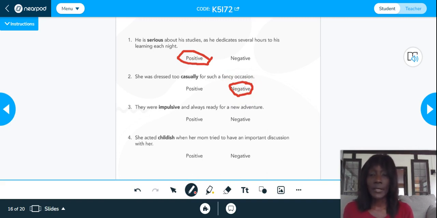Third sentence: they were impulsive and always ready for a new adventure. Of course, impulsive is the word, and when I look at the phrase "always ready for a new adventure," that seems to have a positive connotation. So we're going to circle the word positive. And then lastly, she acted childish when her mom tried to have an important discussion with her. Childish is the word, and I believe it is negative because the mom was trying to have an important conversation with her and she was just acting very childish.